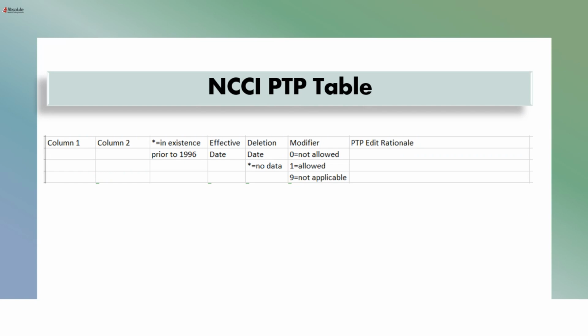Here's an example of an NCCI procedure-to-procedure table. Most of them are pretty similar to the way this one looks. You have different categories. You have your column 1 codes, you'll have your column 2 codes listed. If it was in existence prior to 1996, it will have an effective date, a deletion date if applicable. You'll have a correct coding modifier indicator of 0, 1, or 9, and then you'll have your procedure to procedure edit rationale.